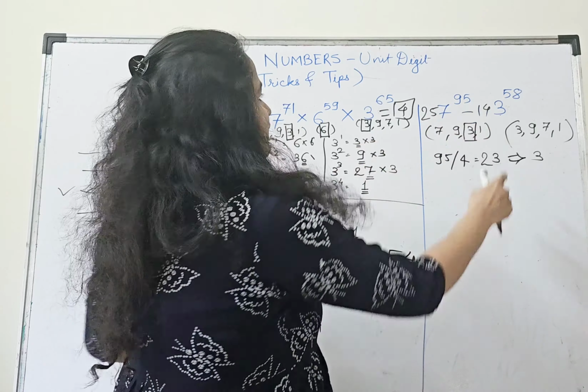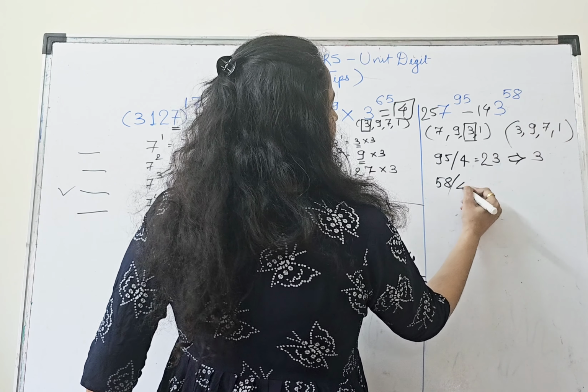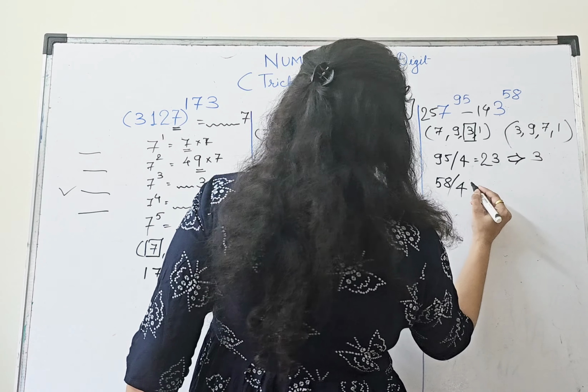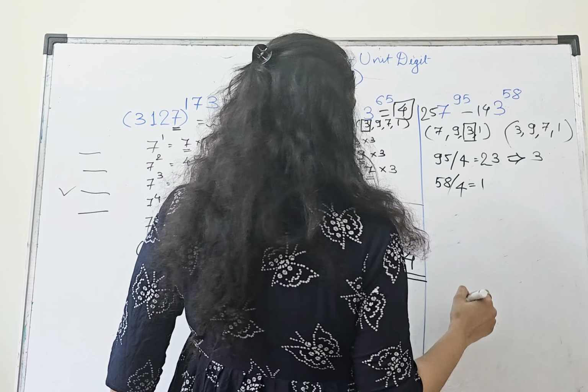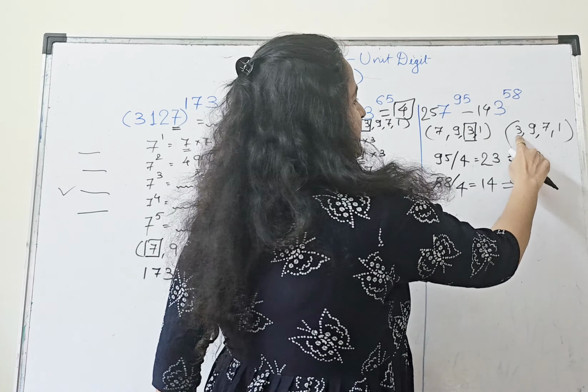Yes. Now let's see for this number 58. Now 58 divided by how much you are going to do? Again 4. Because there are 4 numbers in this pattern also. What it gives you? 4 1s are 4. 4 4s are 16, which gives you remainder as 2. So what is the second number in this pattern?